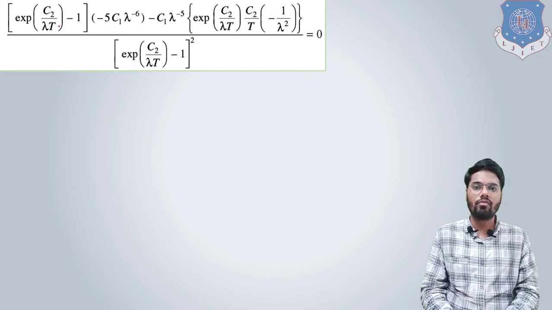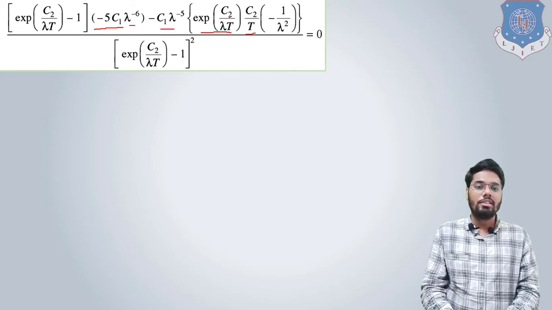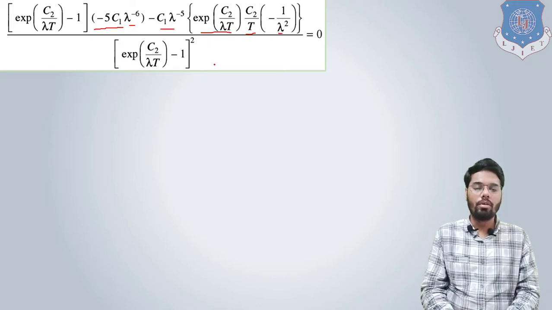numerator, C1 into lambda raised to minus 5, will give minus 5 into C1 lambda raised to minus 6, denominator as it is, minus differentiation of denominator, putting numerator as it is, C1 lambda raised to minus 5 as it is, differentiation of this exponential of C2 by lambda t minus 1. So e raised to something will remain as e raised to something as it is. Differentiation of C2 by lambda t will become C2 by t, C2 by t constant, and 1 by lambda becomes minus 1 upon lambda square, and upon the square of the denominator, which is exponential of C2 by lambda t minus 1 whole square, is equal to 0.